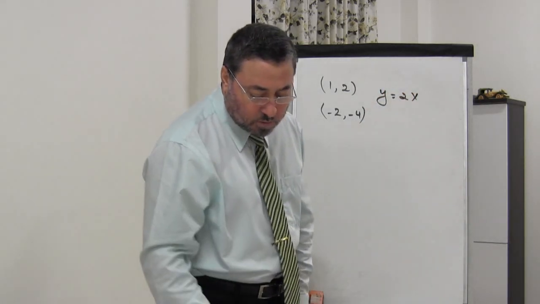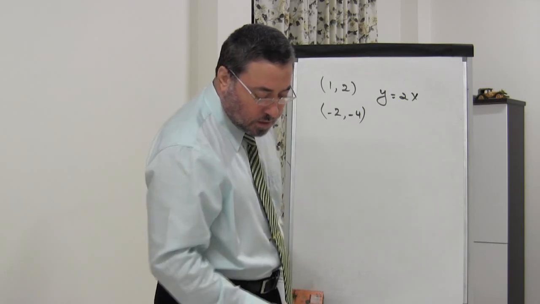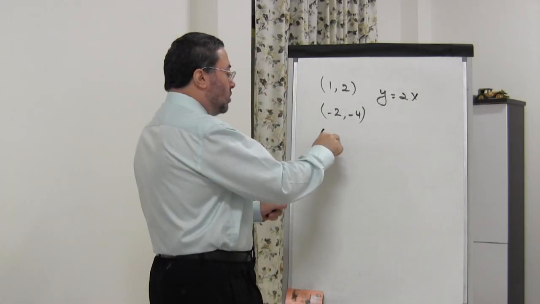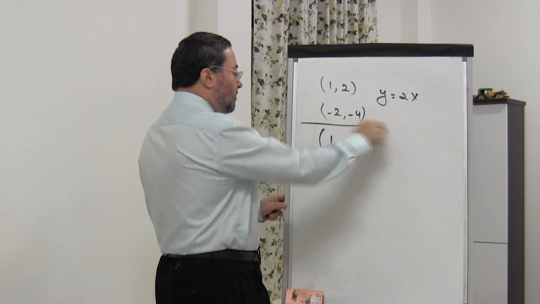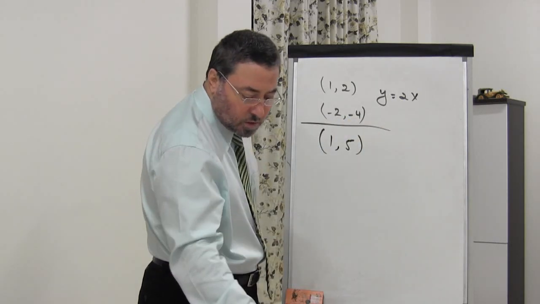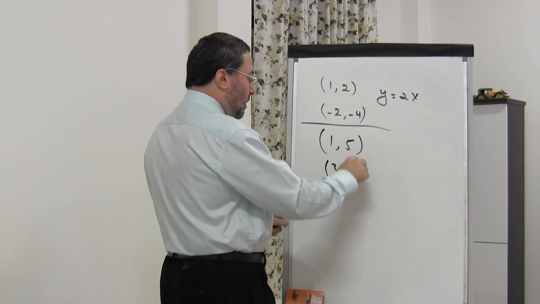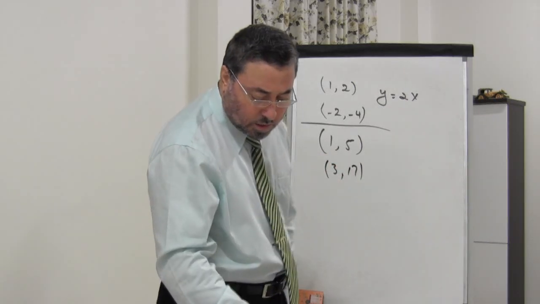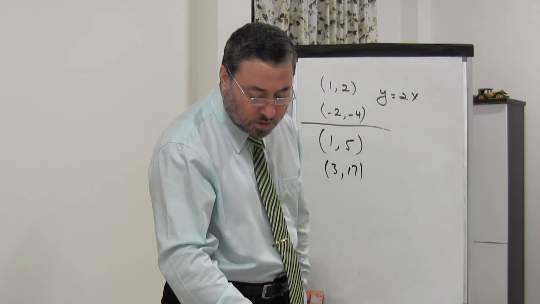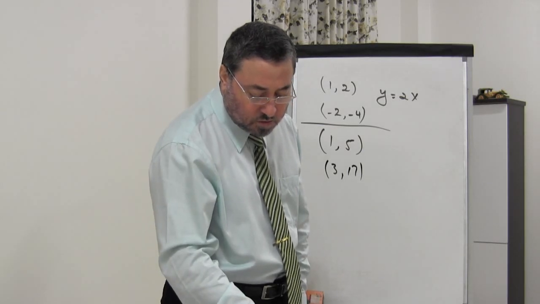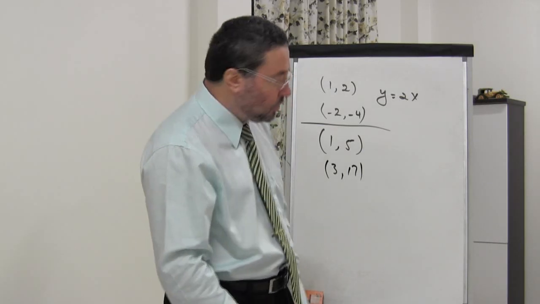Number 40 is a little bit more difficult to figure out. We're going to put only 2 points, 1 and 5. This is number 40, 3 and 17. And the other points are minus 2 and minus 13. And the last point, minus 4 and minus 25.